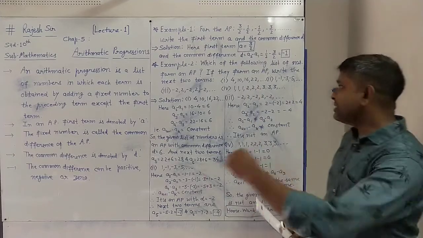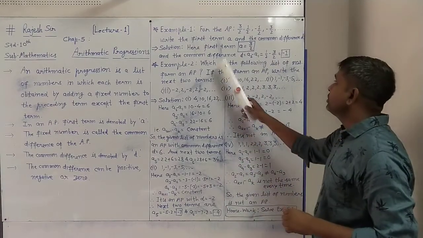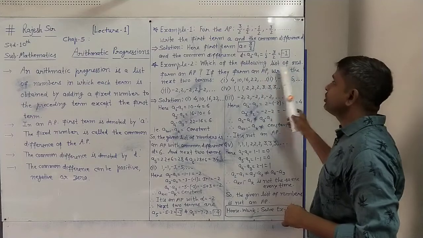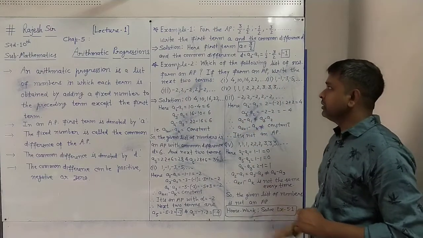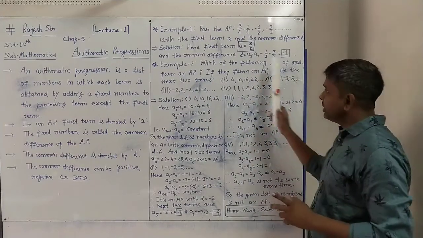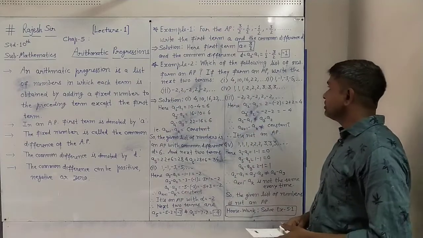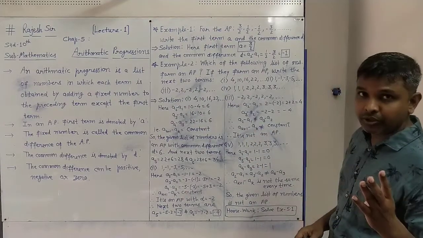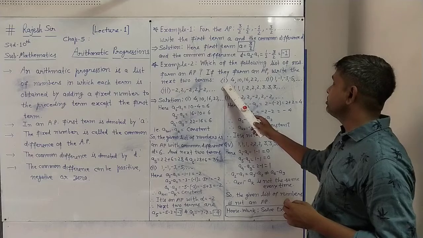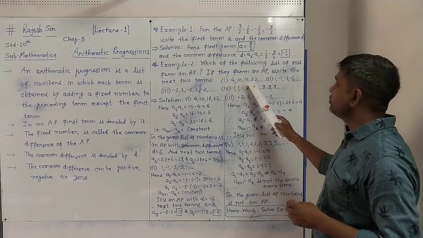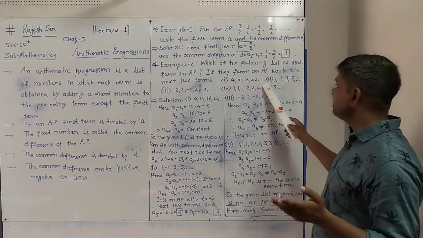Okay, the next is example 2: which of the following lists of numbers form an AP? If they form an AP, write the next two terms. In that, 4 lists of numbers are given. The first list of numbers is 4, 10, 16, 22 and so on.